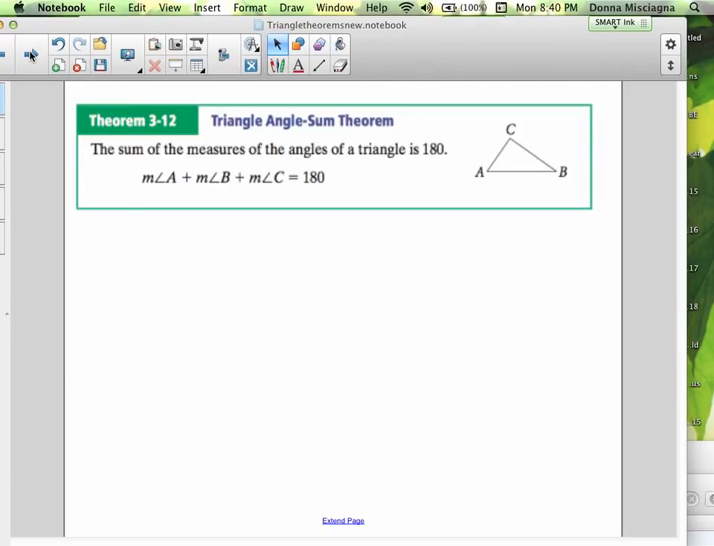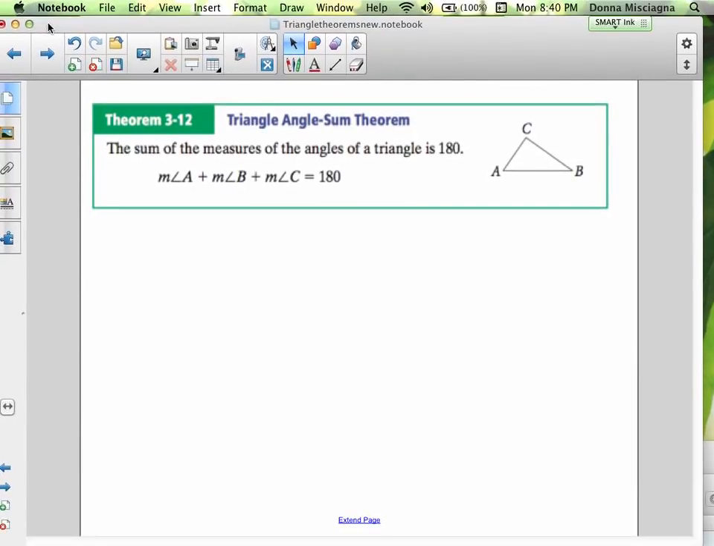Okay, so triangle sum theorem. Well, this was a theorem we've talked about, but now we're actually going to do a little bit more. We're actually going to prove the triangle sum theorem, prove it to be true, and then we'll also solve some problems with the triangle sum theorem. So just as a reminder, triangle sum theorem: the sum of the measures of the angles of a triangle is 180 degrees.